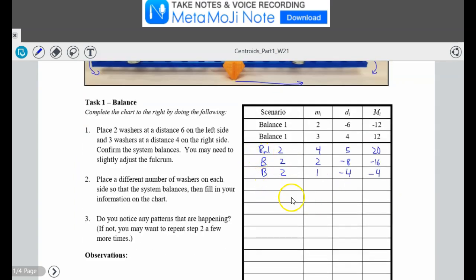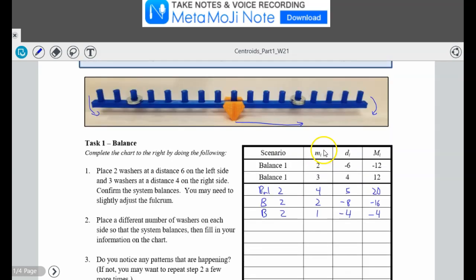Alright, so you should have a few scenarios filled in. I went ahead and filled in one more, so maybe I have a mass of 4, so 4 washers at a distance 5 over here on the right. Maybe I have 2 at a distance -8 all the way at the end on the left, and then 1 at a distance -4 on the left. So if you want to try that, you can go ahead and try putting those washers on.